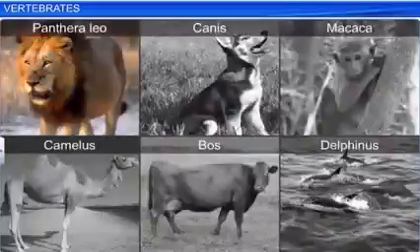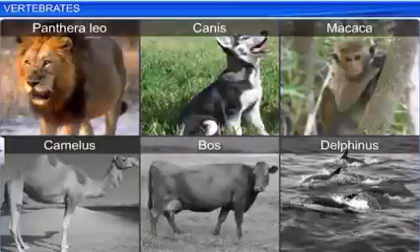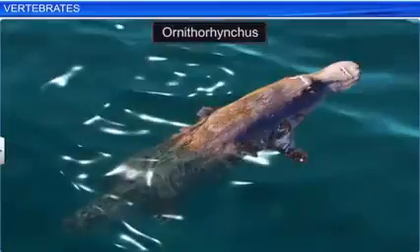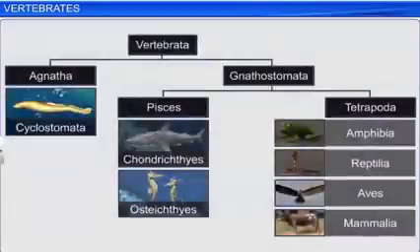Panthera leo, Canis, Macaca, Camelus, Bos, and Delphinus are viviparous mammals, while Ornithorhynchus is an oviparous mammal. Each class under subphylum Vertebrata can be distinguished based on certain morphological and anatomical features.